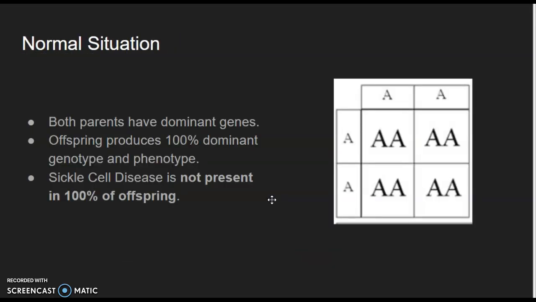In a normal situation, both parents have dominant genes. The offspring produces 100% dominant genotype and phenotype. Sickle cell disease is not present in 100% of the offspring, once again under normal circumstances.